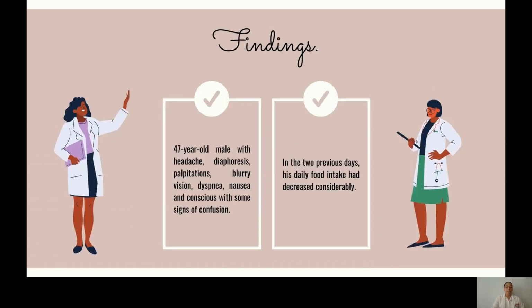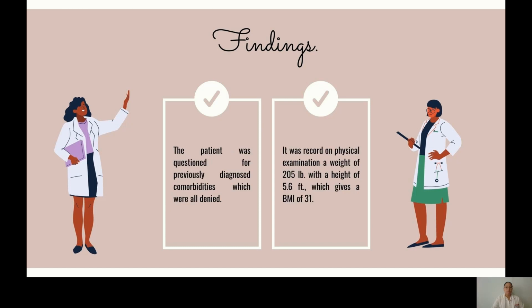Findings. 47-year-old male with headache, diaphoresis, palpitation, blurry vision, dyspnea, nausea, and conscious with some signs of confusion. In the 2 previous days, his daily food intake had decreased considerably because he was subjected to a diet based on low carbohydrates and proteins. The patient was questioned for previously diagnosed comorbidities, which were all denied. It was recorded on physical examination a capillary glucose of 50 milligrams per deciliter and a weight of 205 pounds with a height of 5.6 feet, which gives a BMI of 31.